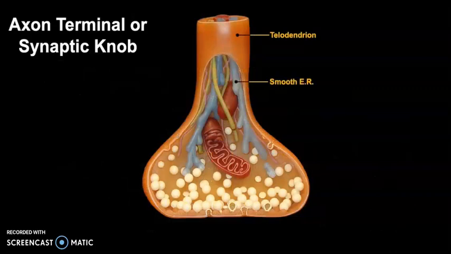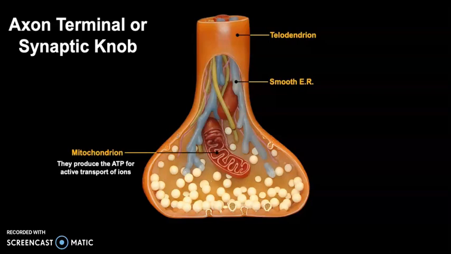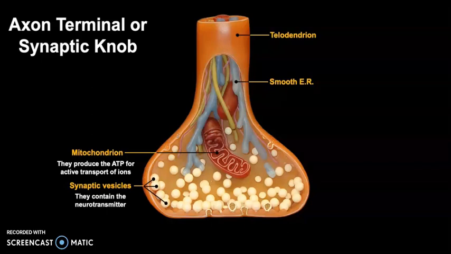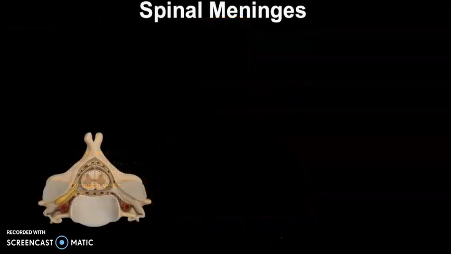The axon terminal, we have a smooth ER, we have the telodendron, mitochondria that's going to produce ATP. We have the synaptic vesicles where you're going to find the neurotransmitter. And as you can see in there, they are showing some synaptic vesicles releasing the neurotransmitter.